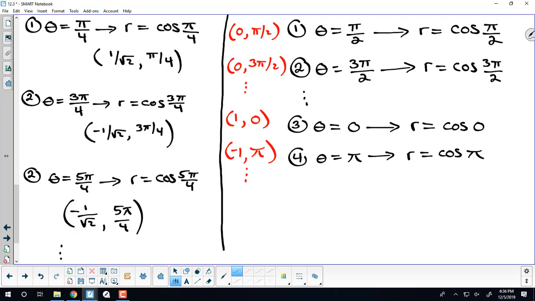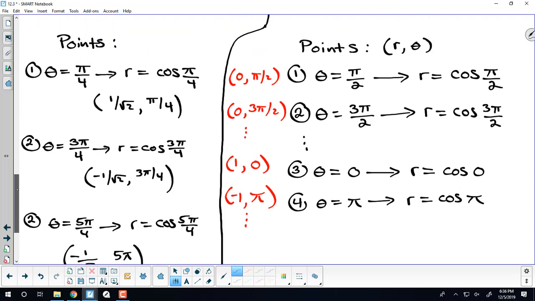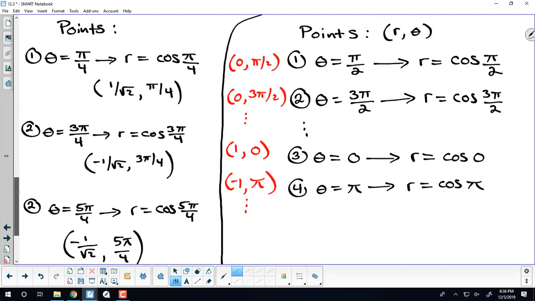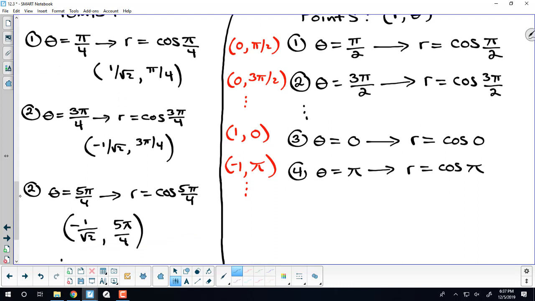Let's just look at what these points represent. Knowing that we're dealing with a circle, we wouldn't expect more than 2 points, right? There's not 3 points where the circle has horizontal tangents. So do we, with the 1 over root 2, pi over 4 compared to the negative 1 over root 2, 3 pi over 4, are those the same points? Or are they different?